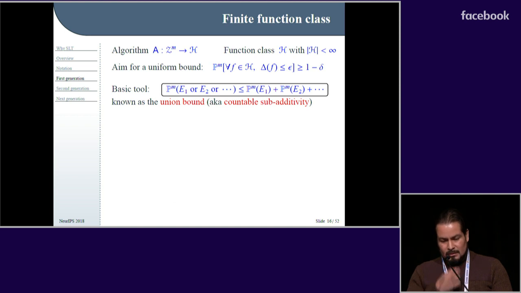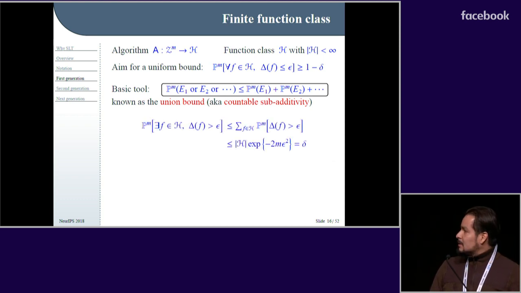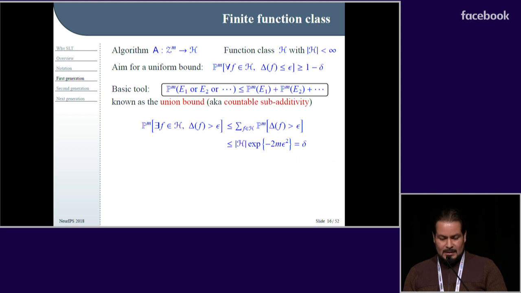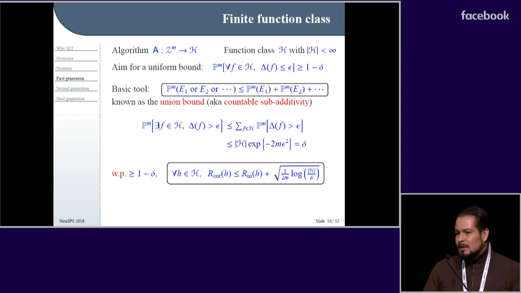So the tool to use in this case, since we're dealing with a finite function class, is a probability tool called the union bound, also known as countable subadditivity of the probability measure. So look at the complement. The probability that there is at least one function in the class that has a large generalization gap can be bounded from above by a sum in which all of the terms can be bounded, just as in the previous slide, where we bounded the probability for a single function. And you equate that to delta, then you end up with a generalization bound that holds with high probability uniformly over the finite function class.